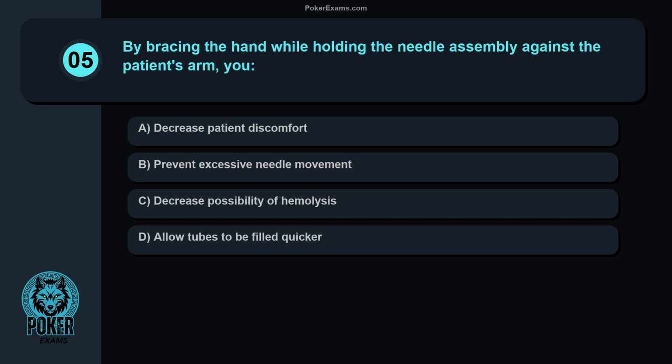Question 5. By bracing the hand while holding the needle assembly against the patient's arm, you decrease patient discomfort, prevent excessive needle movement, decrease possibility of hemolysis, allow tubes to be filled quicker.